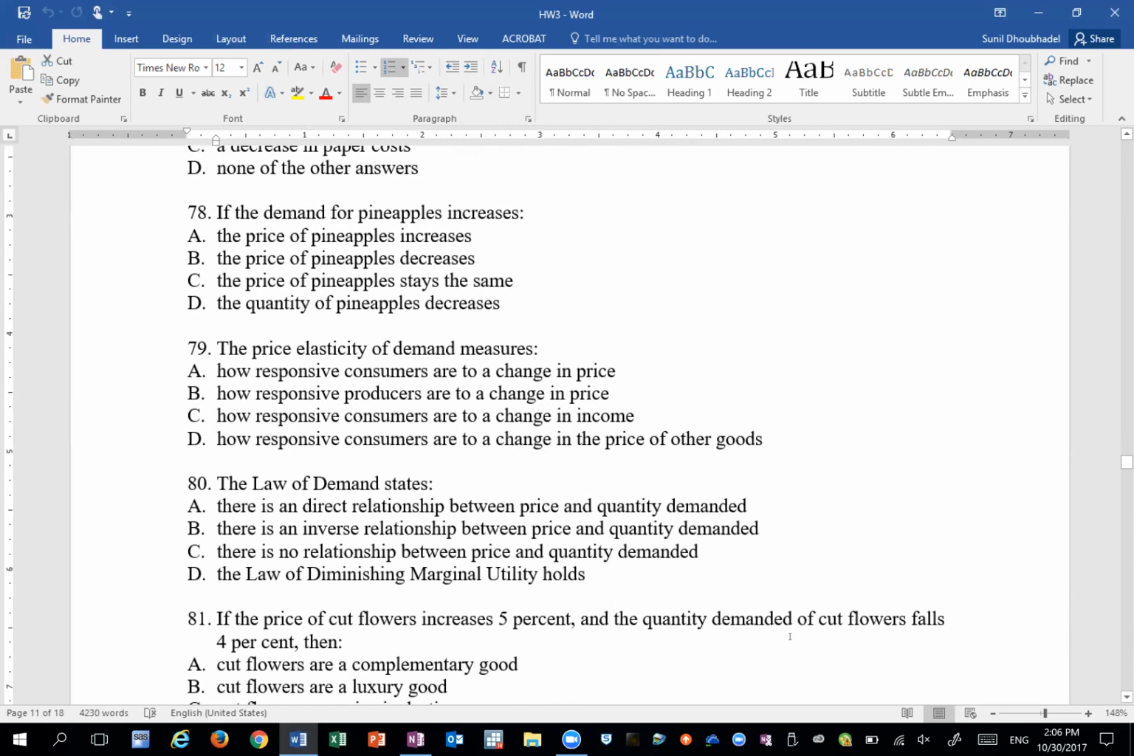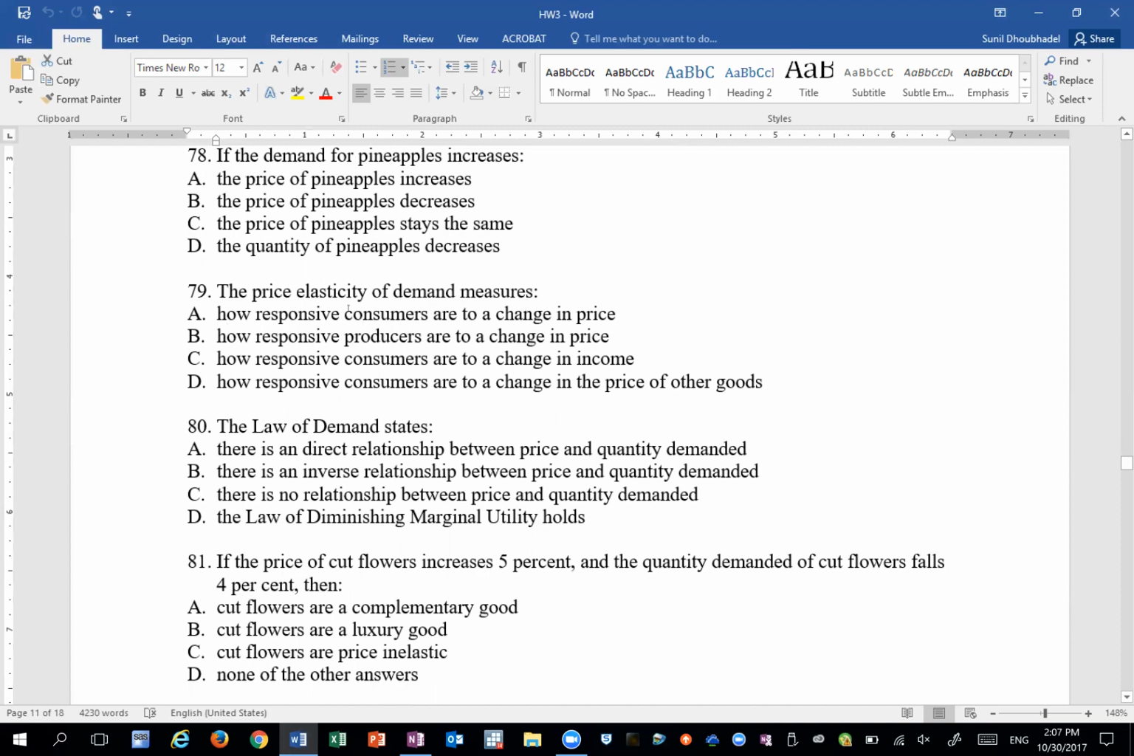The price elasticity of demand measures how responsive consumers are to a change in price, how responsive producers are to a change in price, or how responsive consumers are to a change in the price of other goods. And the answer is A. It's how responsive consumers, not producers. Always remember, demand goes with consumers, supply goes with producers.